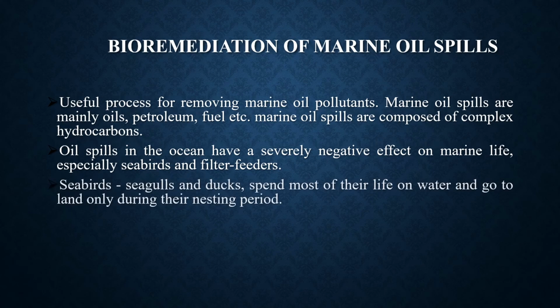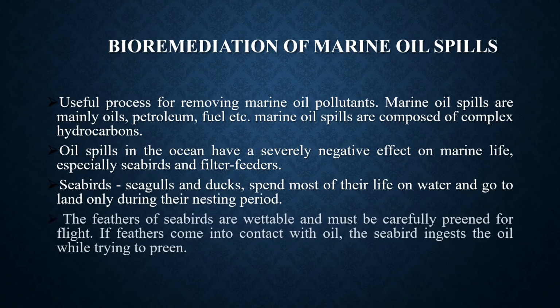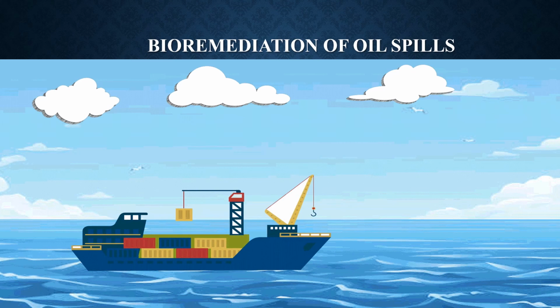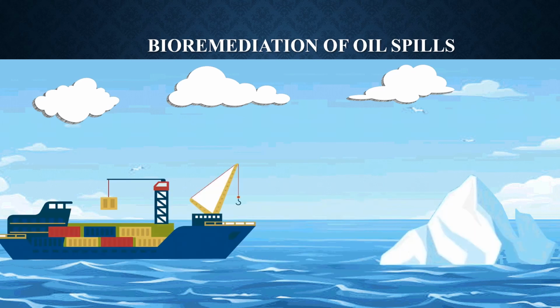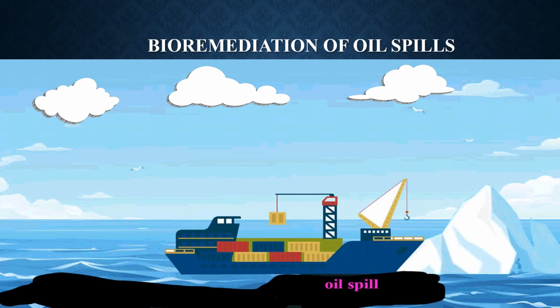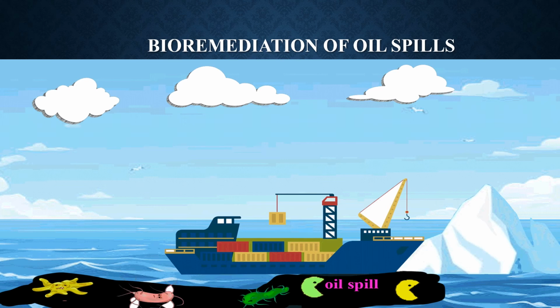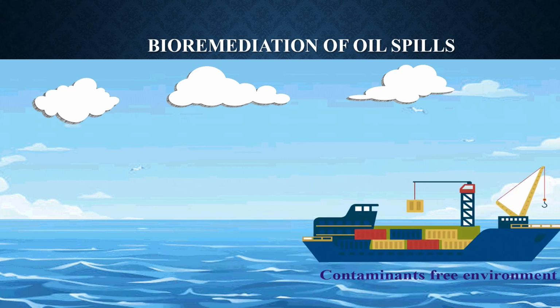Seabirds such as seagulls and ducks spend most of their life on water and go to land only during their nesting period. The feathers of many seabirds are wettable and must be carefully preened for flight. If feathers come in contact with oil, the seabird ingests the oil while trying to preen. If a ship moving in the sea hits a glacier rock, oil spills from the ship, then the oil is cleaned up with the help of Pseudomonas and Flavobacterium, etc. Finally, a contaminant-free environment is obtained.